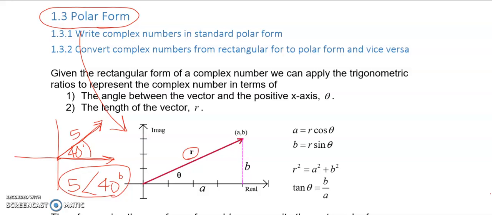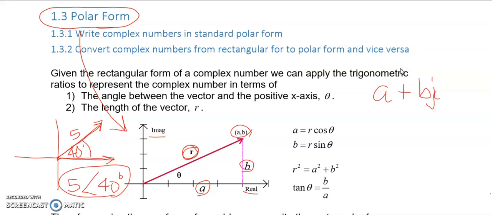Okay, let's look at the diagram they give us right here. You can see your r is the length of your vector. How is that related to the a and the b of the number in rectangular form? Well, here's your a on the bottom axis. Here is your b, that's the vertical length. And of course, here's your point a comma b. The real axis is the horizontal axis, and the imaginary axis is your vertical axis.